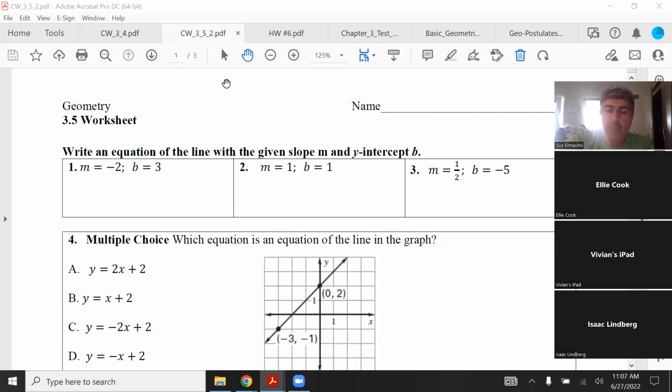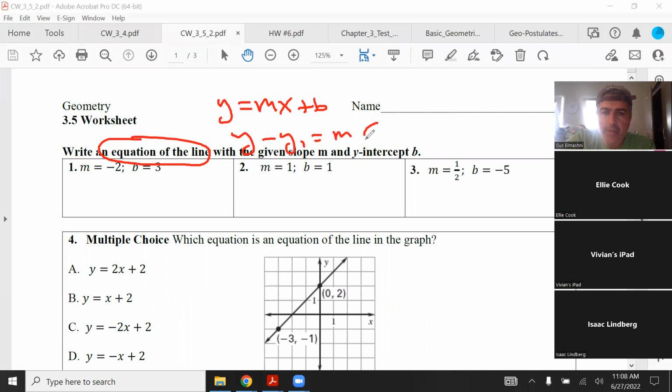Okay, so recording 3.5, and you're asked to write the equation of a line. So there are two ways you could do that. You could do this, or you could do this, which I'm guessing you learned both in Algebra 1.